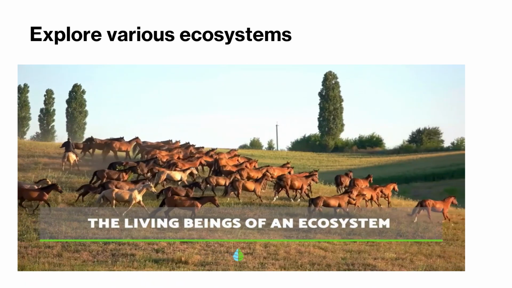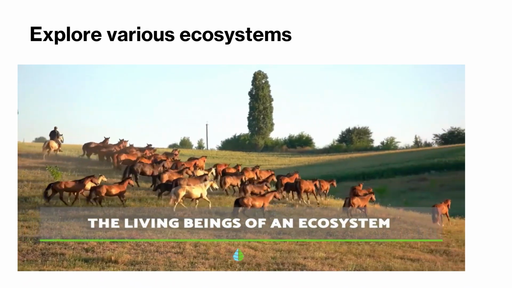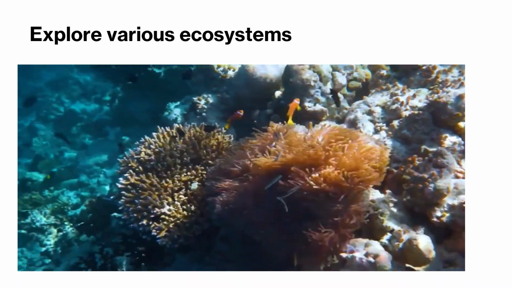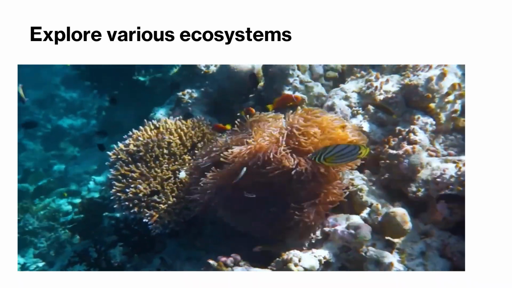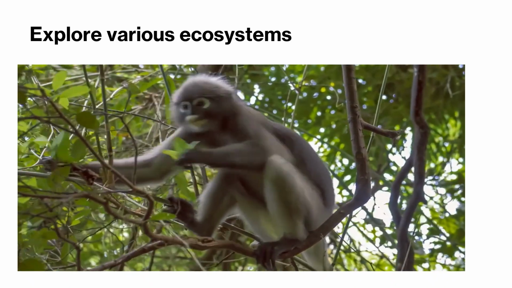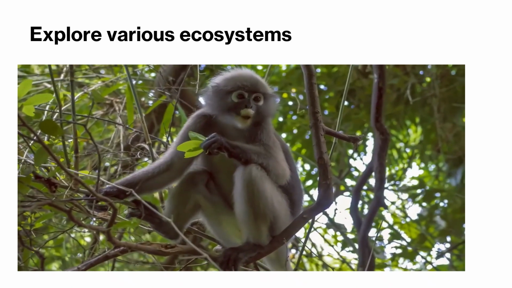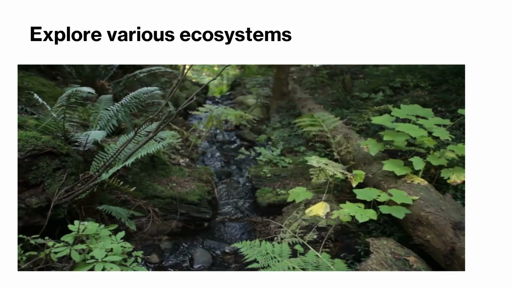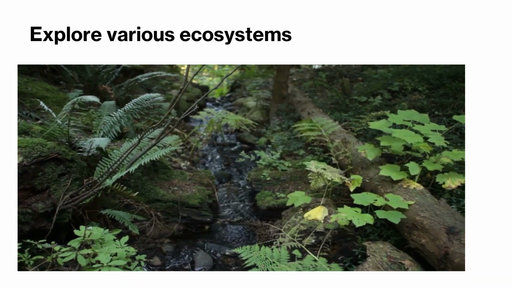The living beings of an ecosystem. Each ecosystem has a great variety of living beings that form part of that system. Each of them has different functions in the balance of that ecosystem. This is why it's important we also mention the different types of organisms that live and form part of each ecosystem. They're classified into 3 categories.